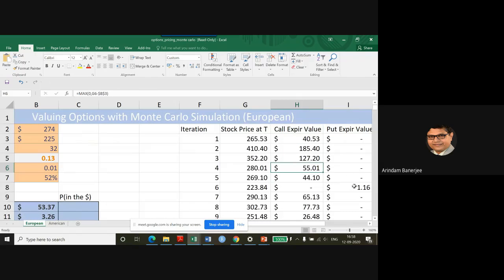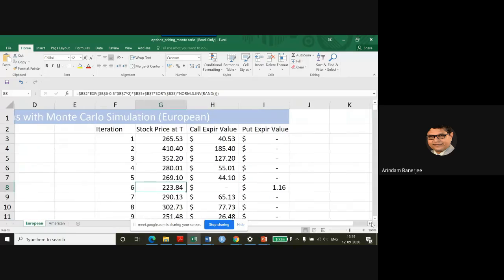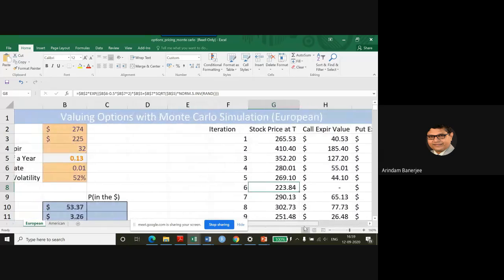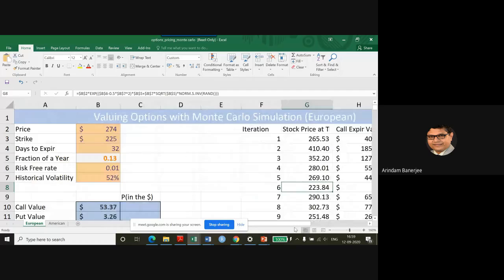What is the put expiry value? The put expiry value is this. Where the strike is higher than the spot, it is beneficial for the put buyer, because the put buyer has entered into a contract to sell the asset at 225. In the market, it is getting sold at 223. So the put buyer will exercise. And what is the value? The difference between the two, 225 minus 223.84. So it is 1.16.